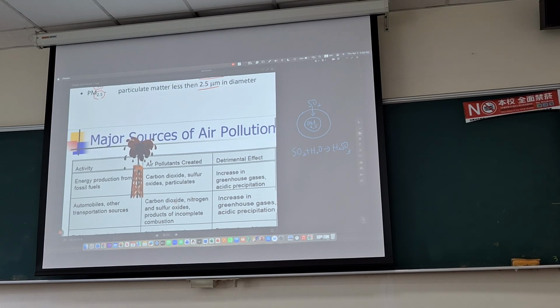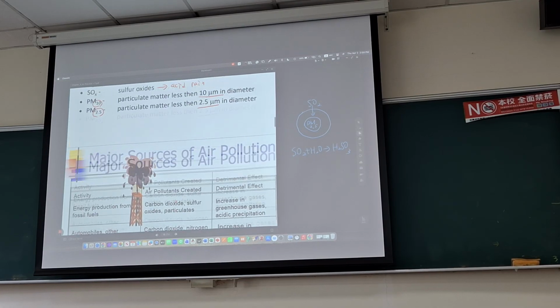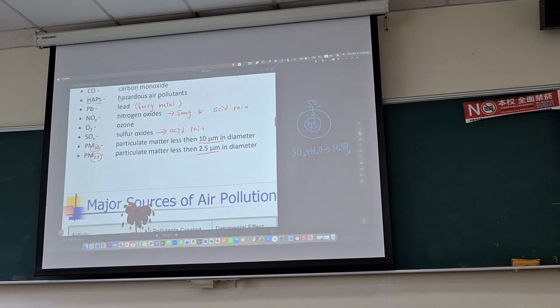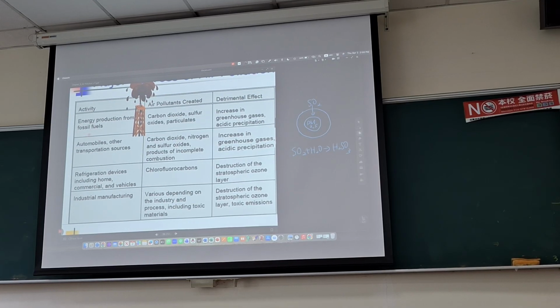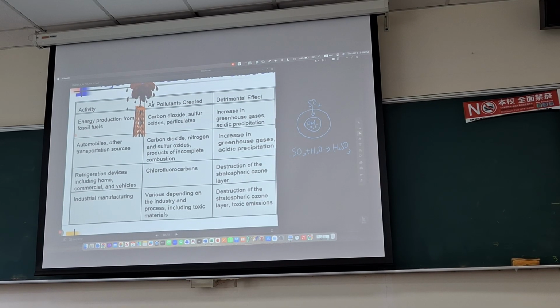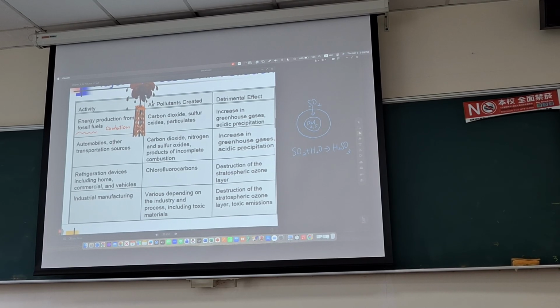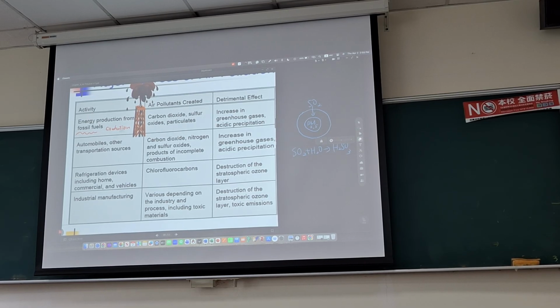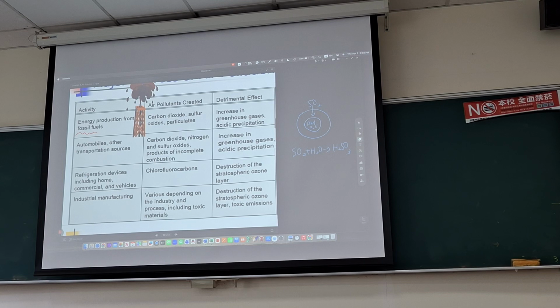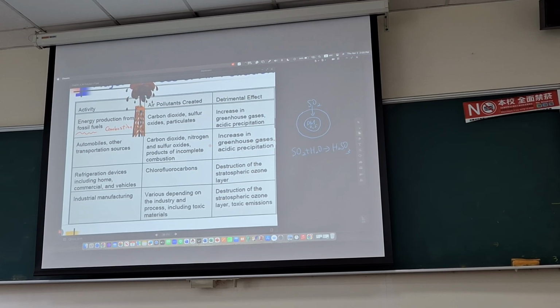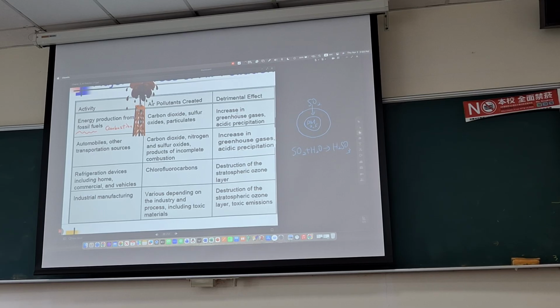So, where are the sources of those major pollutants? The first one is from fossil fuel combustion. The effects will be an increase in greenhouse gases, global warming, and acid rain.